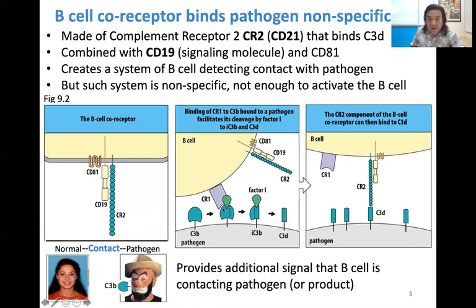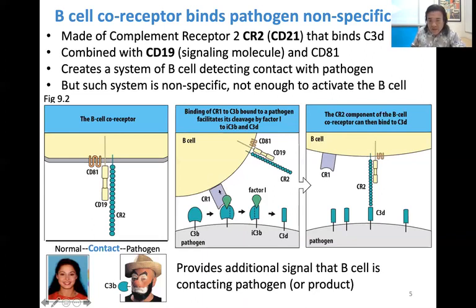Well, anyhow, because the pathogen is covered with C3b, you have complement receptors on the B cell that can pick up on that. So the B cell has CR1, just like macrophages do, to be able to bind to the pathogen, sort of like this whole Velcro thing that we were talking about with the beach ball and the ping pong balls at the beginning of the semester. But it also has this CR2 B cell co-receptor complex.